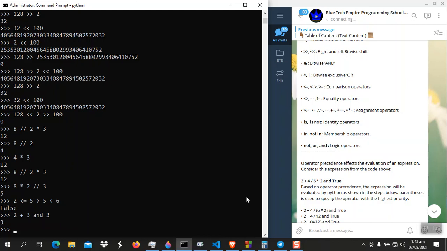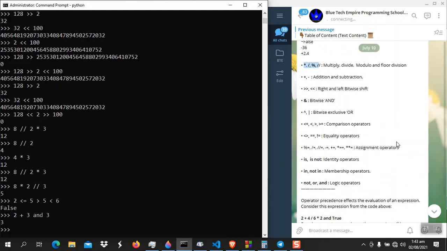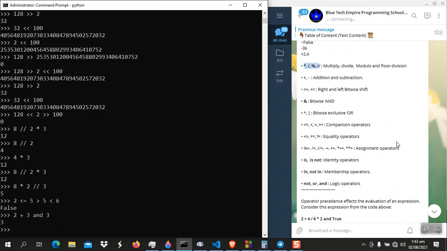So that's okay. I just wanted to see from this table, we are not going to be able to look at all of it because we are running out of time. You see these ones come below the comparison operator, and the assignment operator comes below the equality operators, while the identity operators come below the assignment operators, and the membership operators come below the identity operators, and the logical operators are the last on the list. So they have the lowest precedence in any expression.